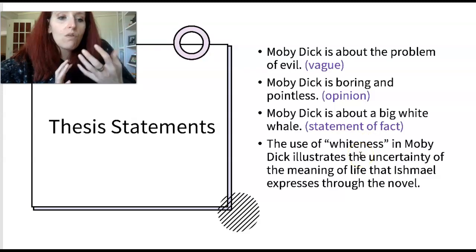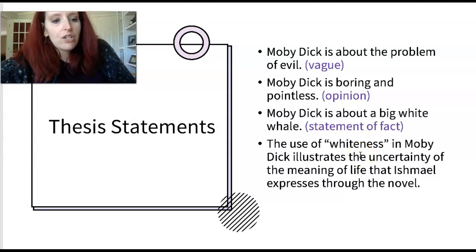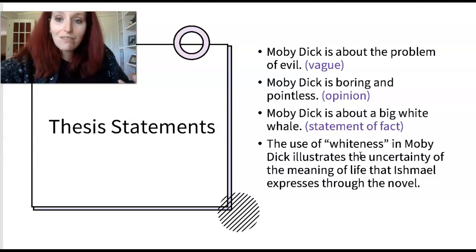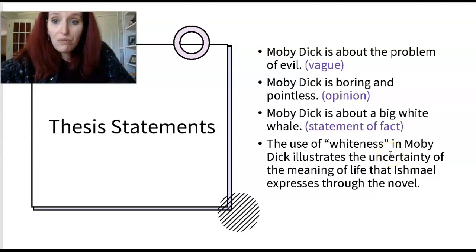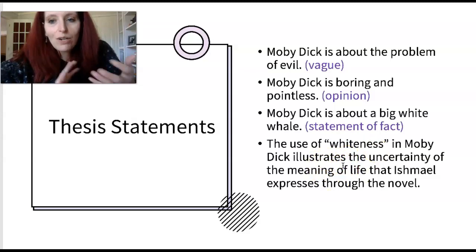The use of whiteness in Moby Dick illustrates the uncertainty of the meaning of life that Ishmael expresses through the novel. And of course, we know that this is going to be the best of the thesis statement because it's something that we can analyze. It's something that's open for debate. And it's looking at something specific like the use of whiteness and how that's going to illustrate a larger meaning or implication in the text.